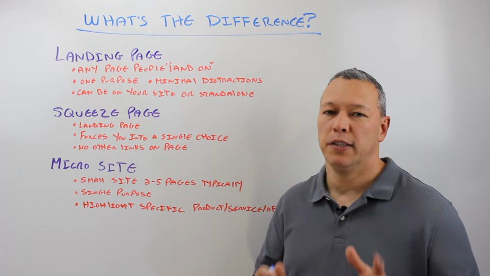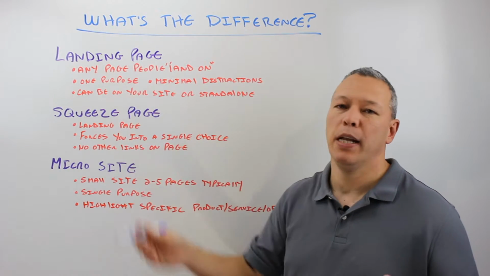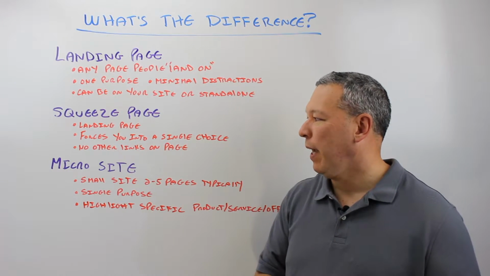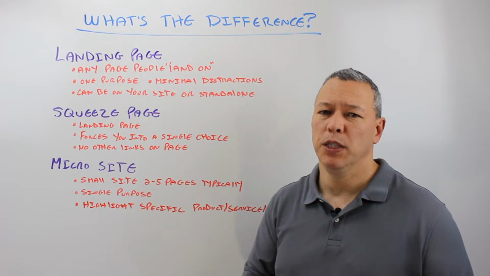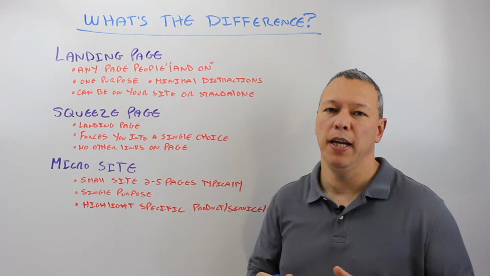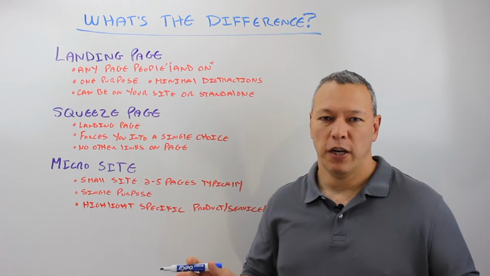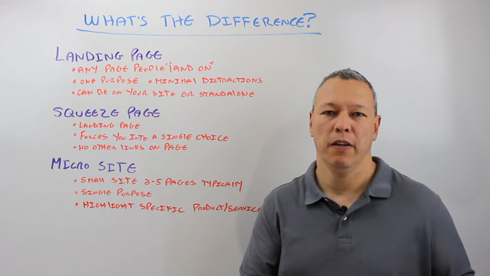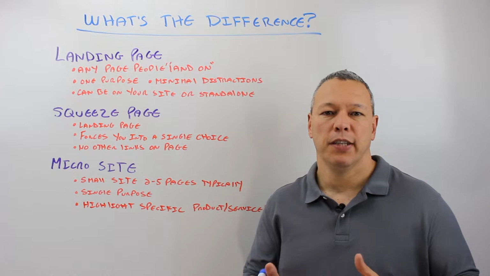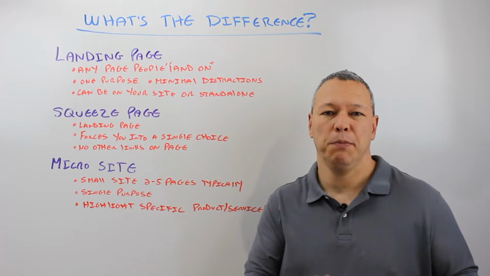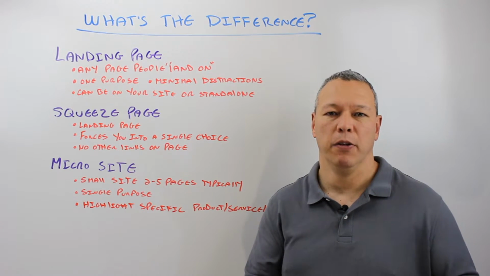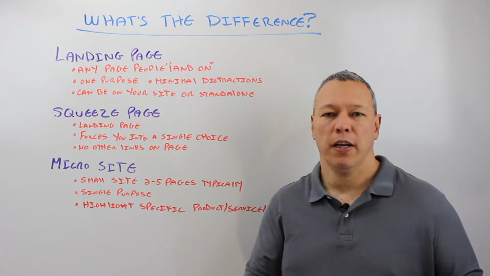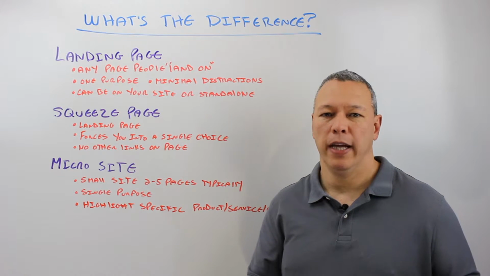Next up is a squeeze page, and a squeeze page technically is a landing page. There's a little bit of a difference. The main difference between a squeeze page and a landing page is that on a squeeze page you're removing all distractions. There's no other choice on the website except the option that you're giving the person on the page. Let's say you're trying to get them to opt into your email list and you're offering them some kind of free download or information. If they land on your squeeze page, there is nothing else on the page. There's no header, there's no links, there's nothing else.